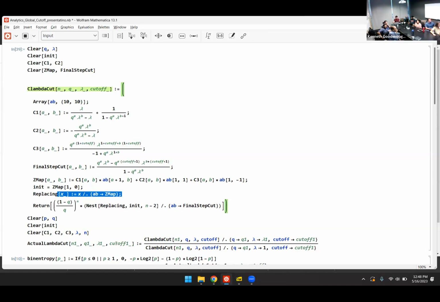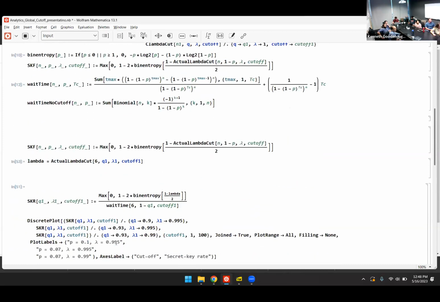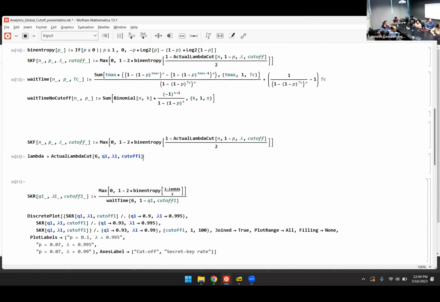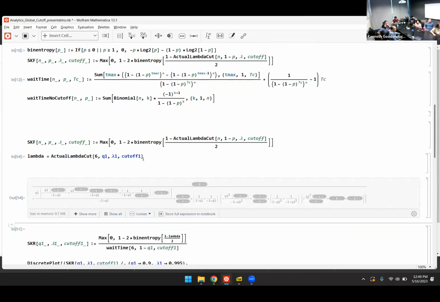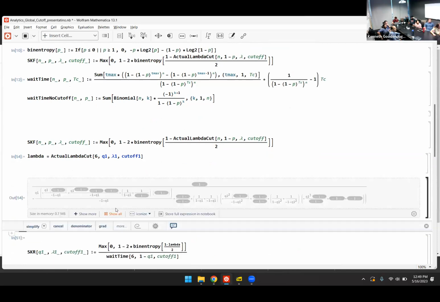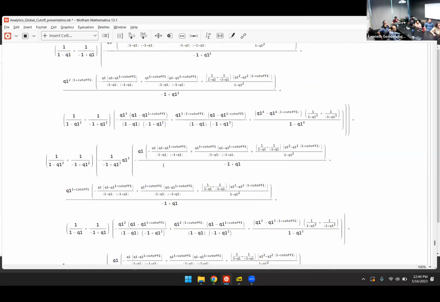I won't go into detail here, but one can generalize the previous analytical approach also to the case of a global cutoff, and that's what these functions do here. So I'm going to show you the analytical expression for 6 links for the case of the global cutoff. And then we get this beautiful expression.